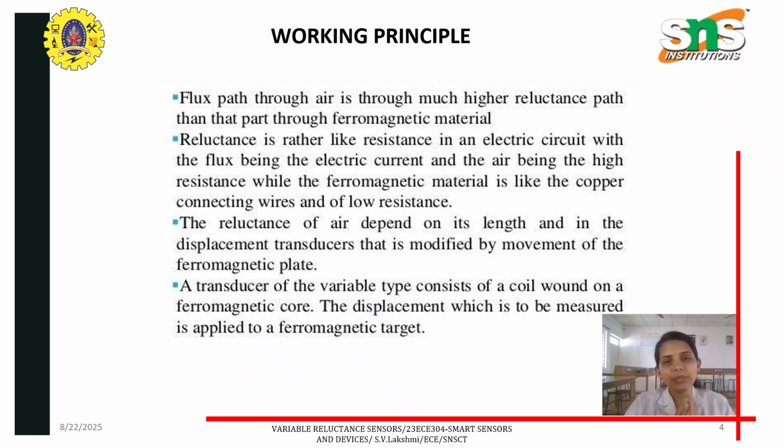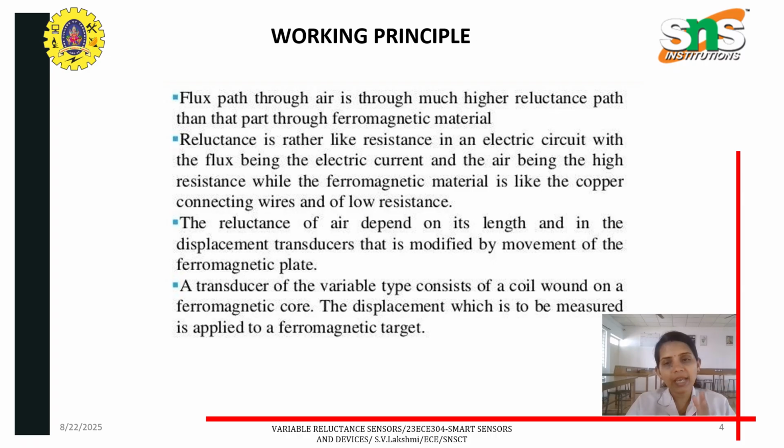The working principle behind this variable reluctance is as we have discussed. The flux path through the air is a much higher reluctance path than the path through the ferromagnetic material. I have already discussed that reluctance can be compared with resistance in an electric circuit, where you can compare the flux to the electric current, with the air being the high resistance, while the ferromagnetic material, like copper connecting wires, is of low resistance.